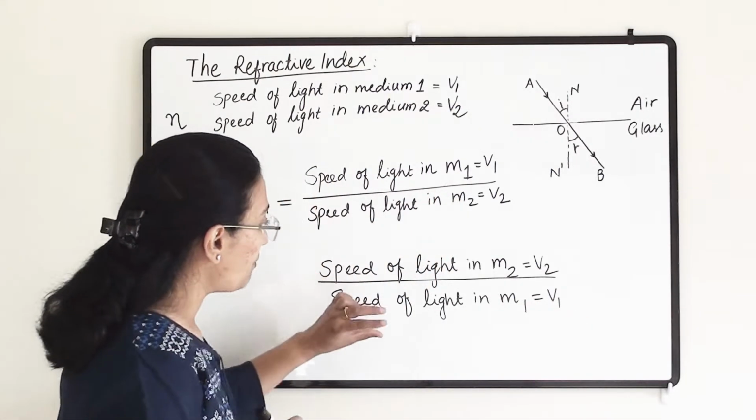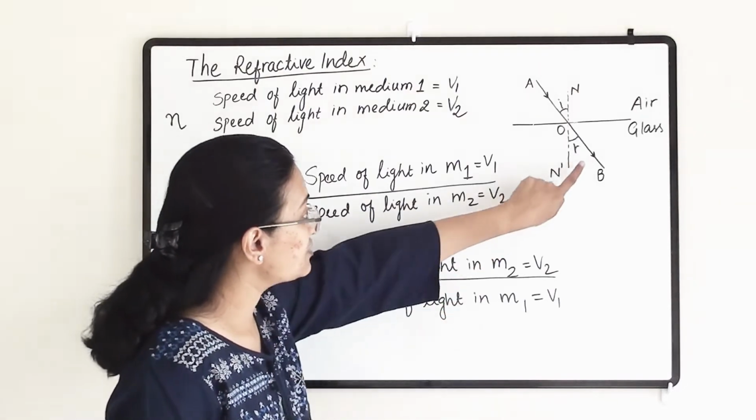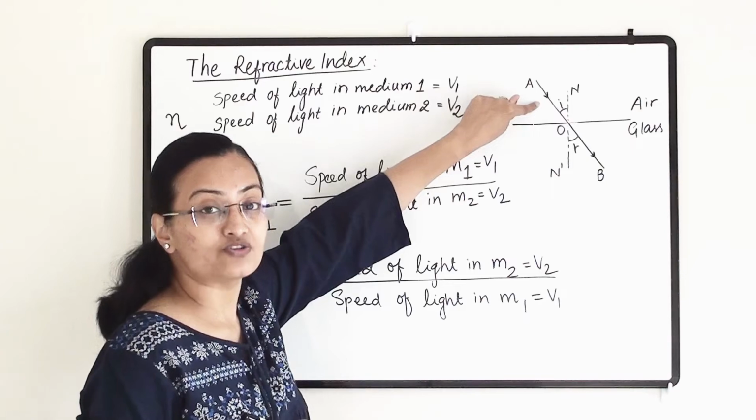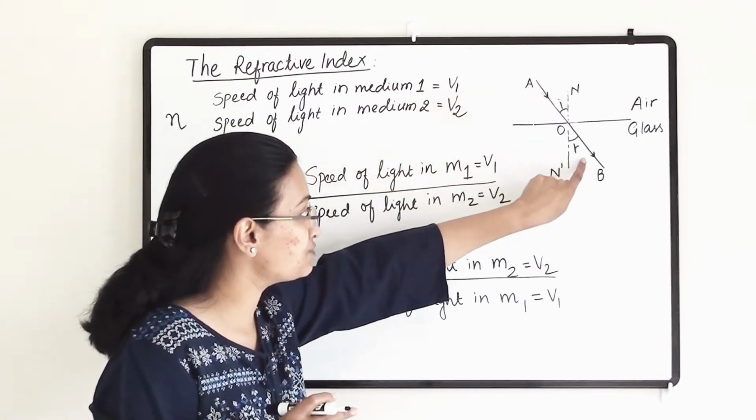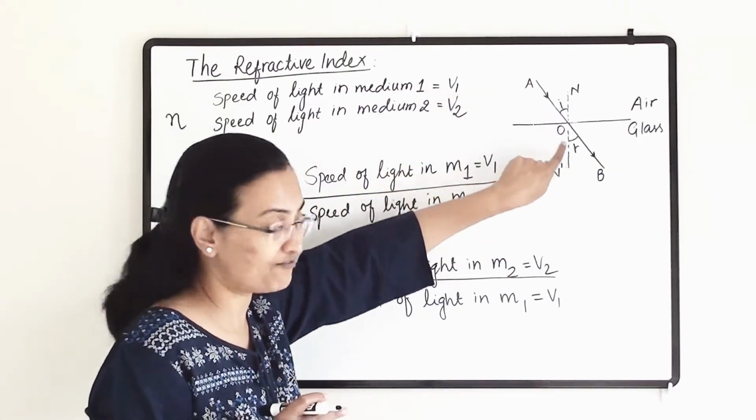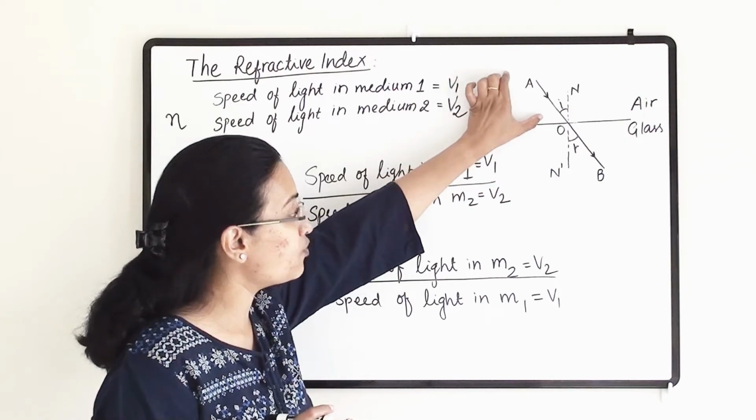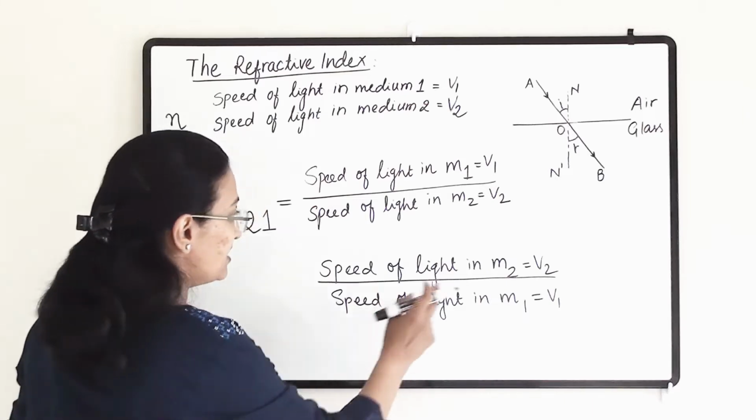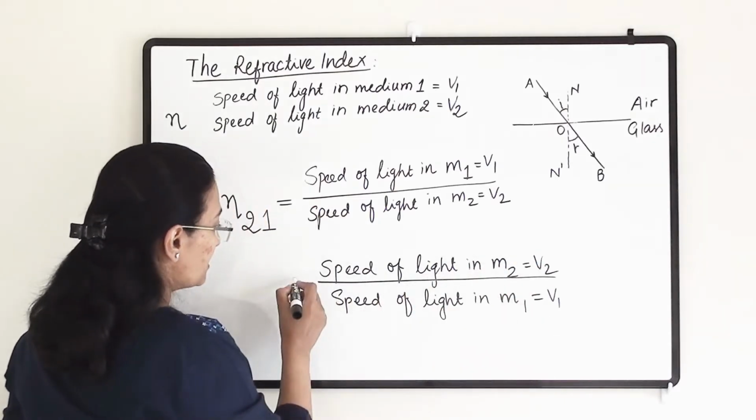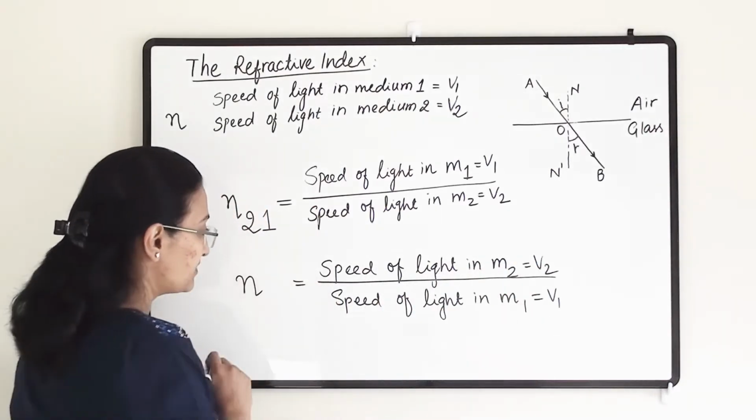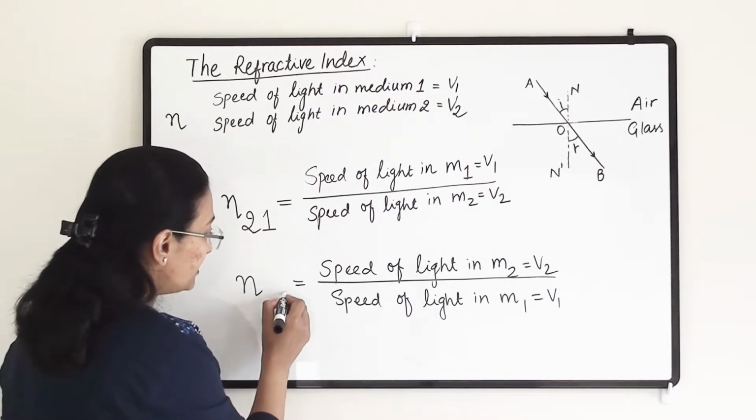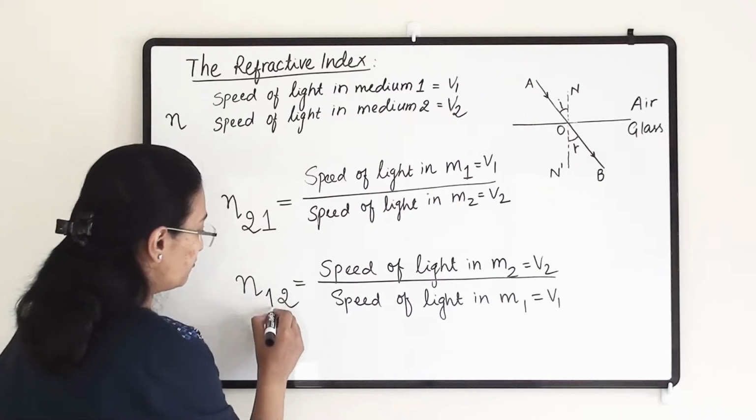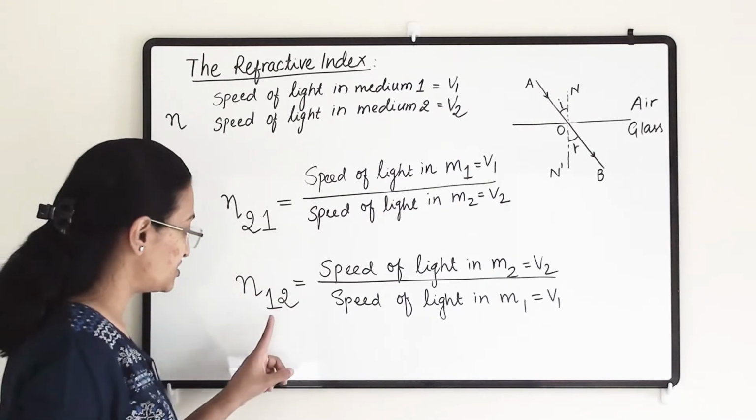Now here we are doing the opposite thing: with respect to this OB ray as a reference ray, we are finding the bending of the second ray, checking how much this OA ray has bent. So that is V2 divided by V1. The refractive index here, taking medium 2 as the reference medium, we are finding how much medium 1 is bent.